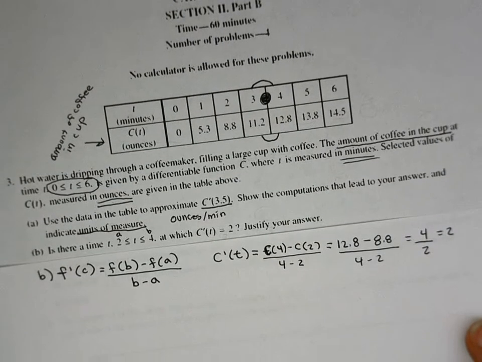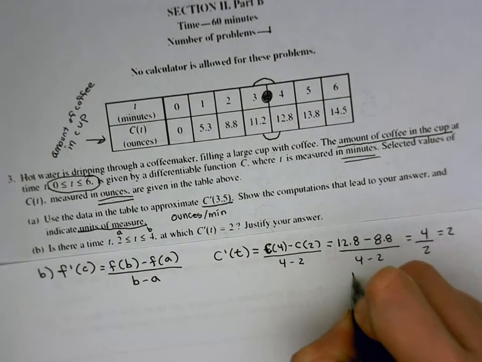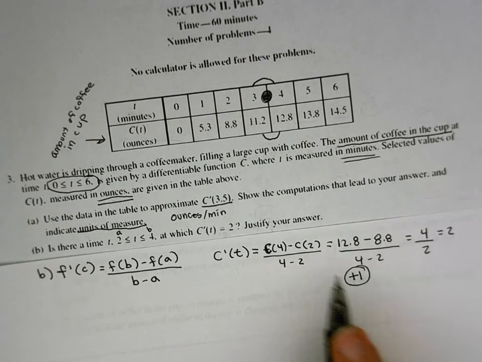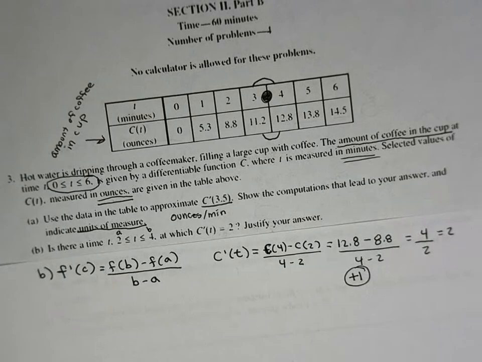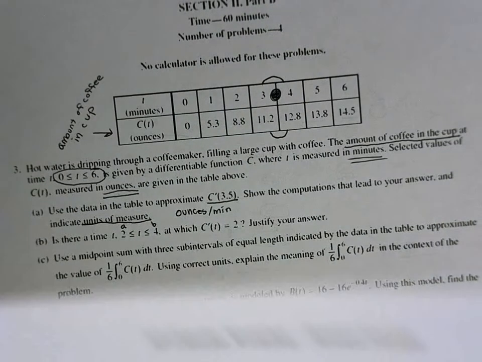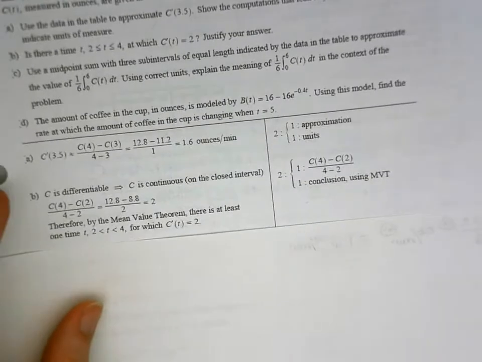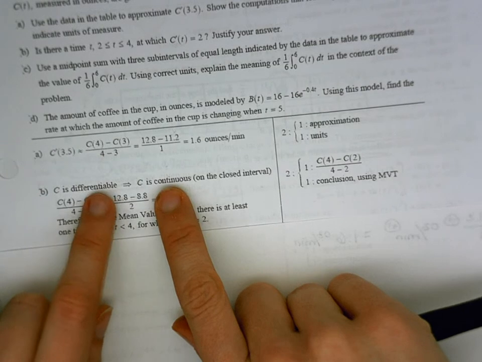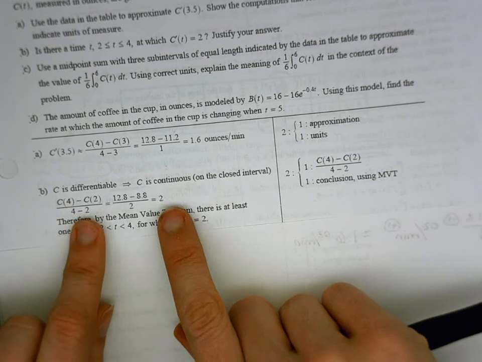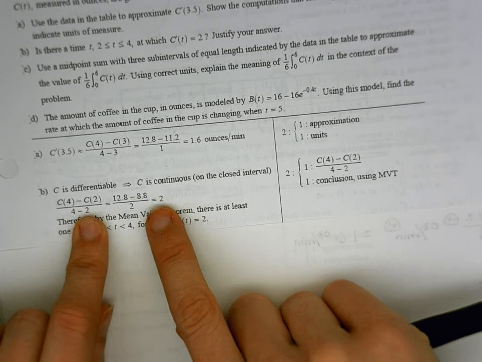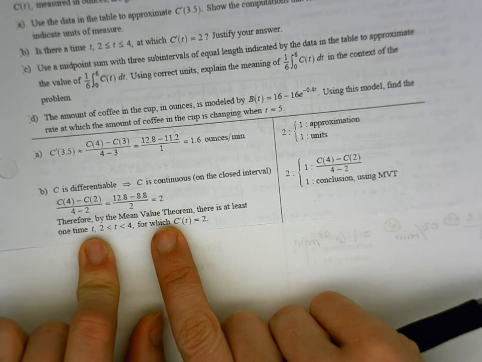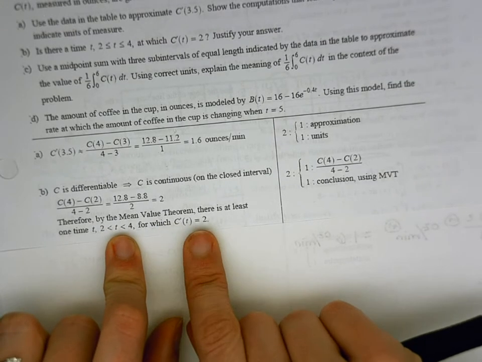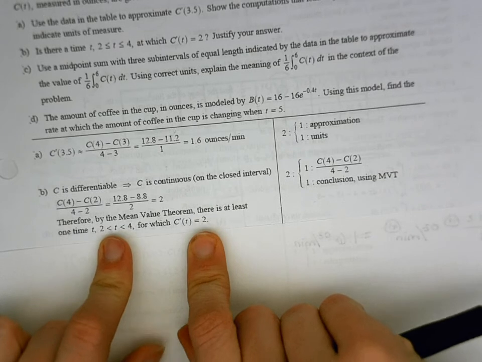So if you had gone this route, this would have been a point right here for considering the C of 4 minus C of 2 over 4 minus 2. The second point would have been for your conclusion using the mean value theorem. And this is how they wrote it on their rubric, I should say. C is differentiable and C is continuous. C is a differentiable function. Keep that phrase in the back pocket. C of 4 minus C of 2 equals 2. That's what we just did on our paper. Therefore, by the mean value theorem, there is at least one time t between 2 and 4 for which C prime of t equals 2. And you can see your 2 points here.